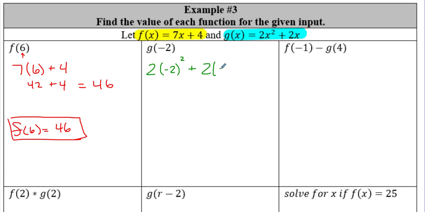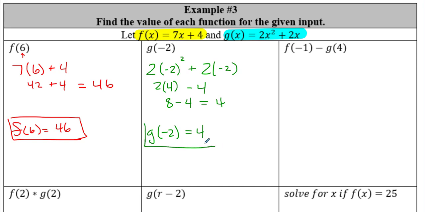2 times negative 2. So remember, here we want to do orders of operations. Negative 2 squared is the same as negative 2 times negative 2, which is going to be a positive 4. And then we got positive 2 times negative 2. That's going to give me negative 4. And here we got 4 times 2, which is 8. 8 minus 4 is going to give me positive 4. So g of negative 2 is equal to positive 4.